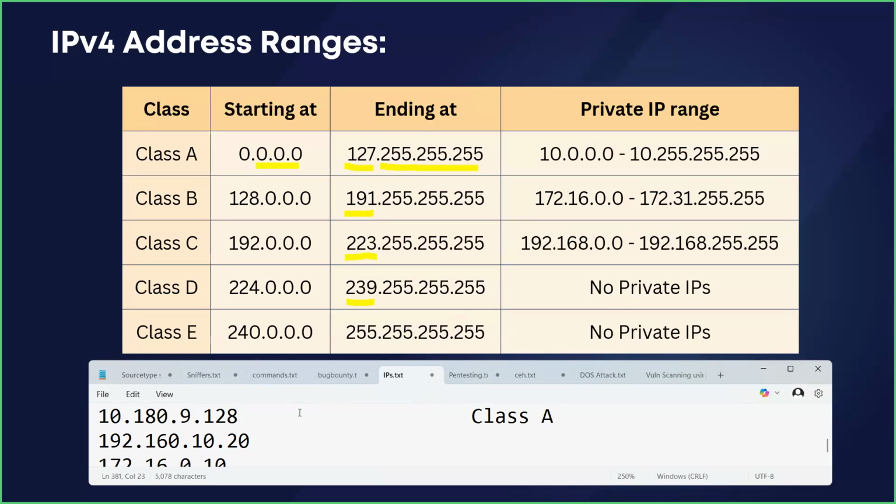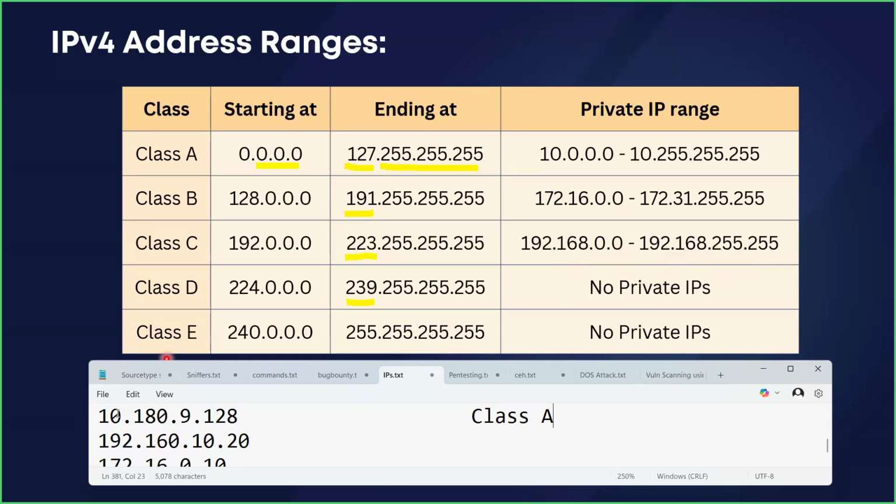Now, once you know that this is class A, you would look at this range specifically in class A. For an IP to be a private IP in class A, the first octet needs to be 10, and the remaining octets can be anything from 0 to 255. For an IP to be a private IP in class B, the first octet should be 172, the second octet can be anything from 16 to 31, and the remaining two octets can be anything from 0 to 255. Similarly, for an IP to be a private IP in class C, the first octet should be 192, the second octet should be 168, and the remaining two numbers can be anything from 0 to 255.